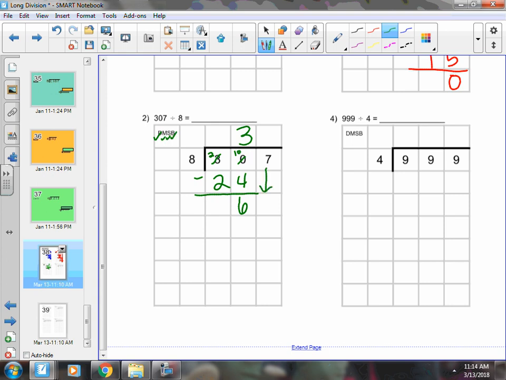Bring down. So we've made 30 groups of 8. I don't know if you see where that 30 is. There's a 3 in the tens place. But that leaves us with 67 more, let's say, cookies. I can still make groups of 8 from 67. I can make 8 groups of 8. 8 times 8 is 64.